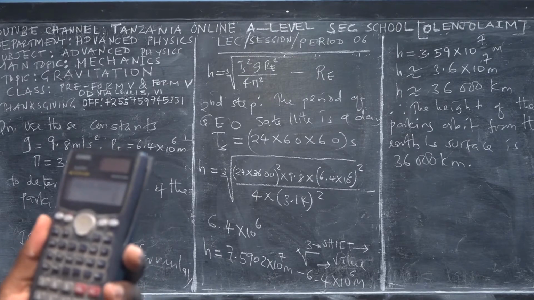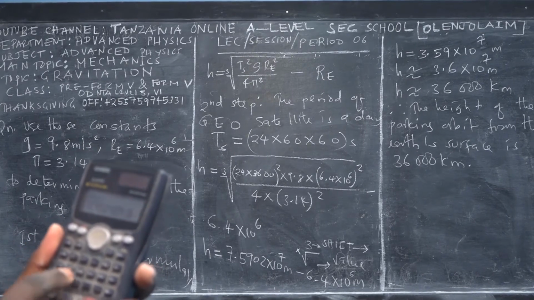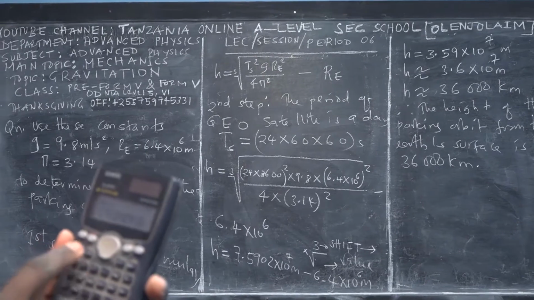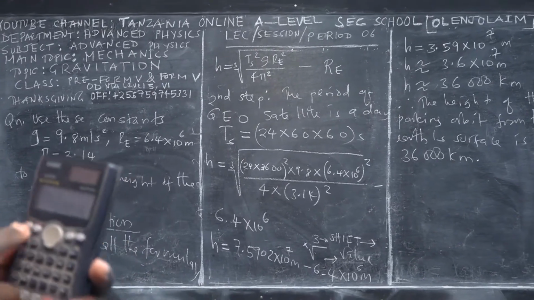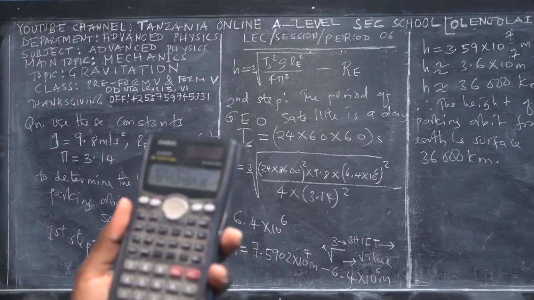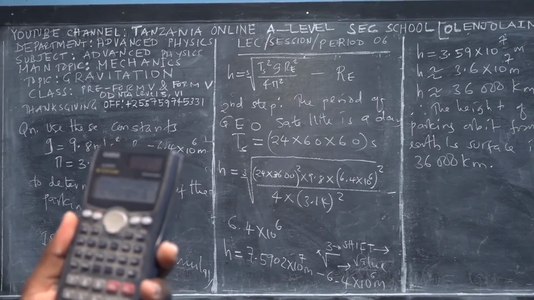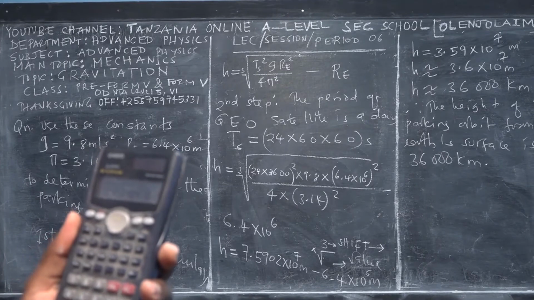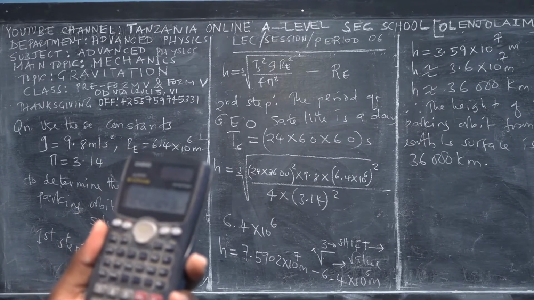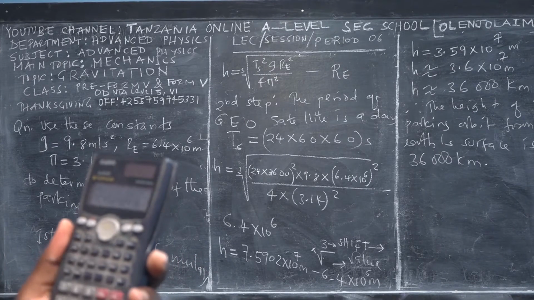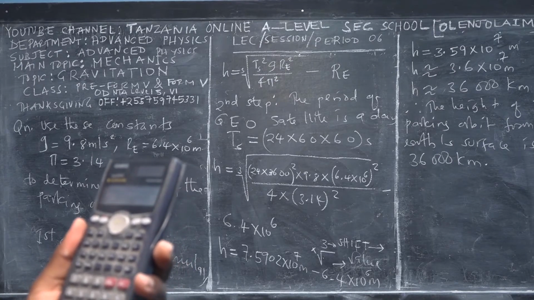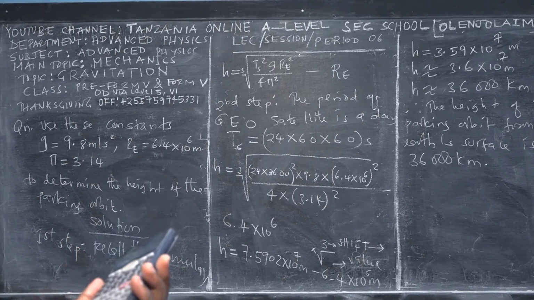So then you get the response. Then you divide with what? We divide with the cube root. So it means 3 shift, cube root of this one. So the cube root of what? Of 4 times what? Times 3, or you can use 2 times what? Times 3.14 and then square, right? So then this is the response that you are going to get.